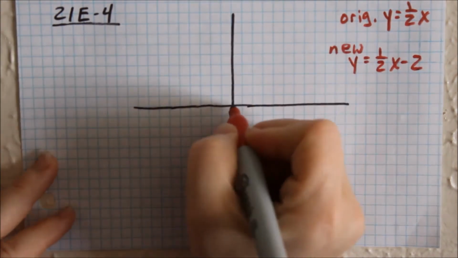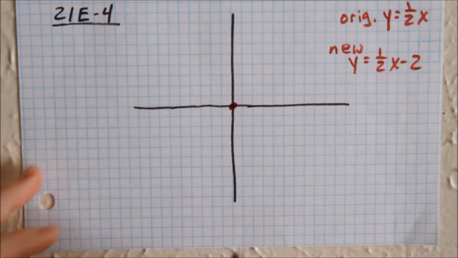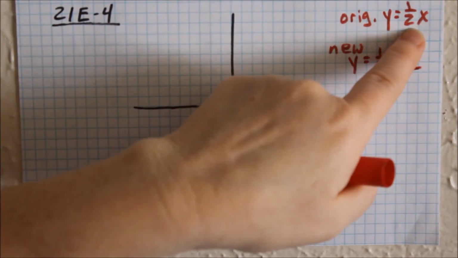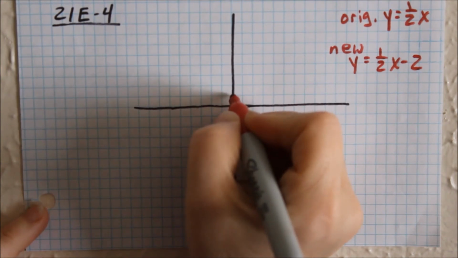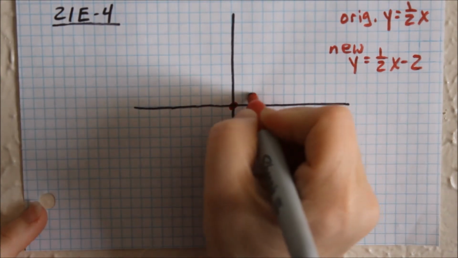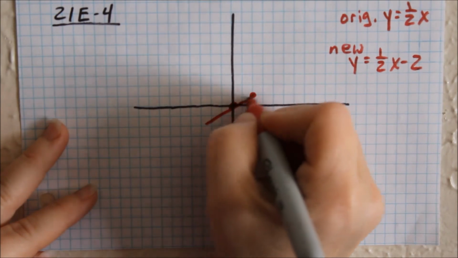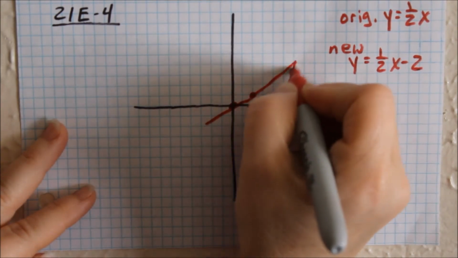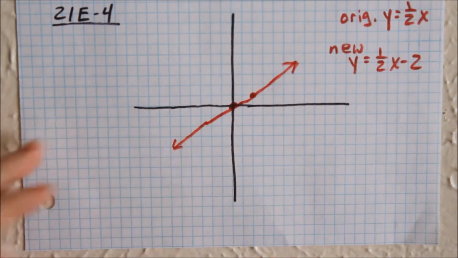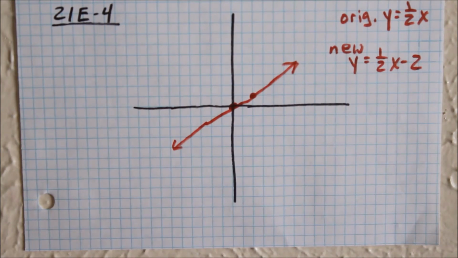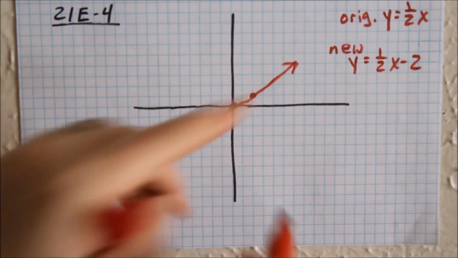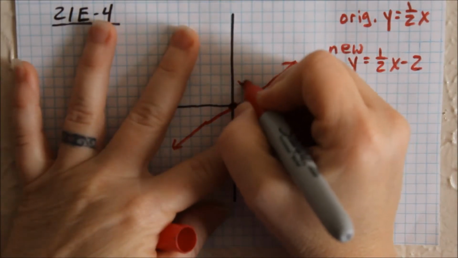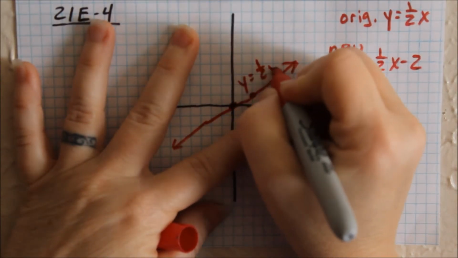So you graph your y-intercept first. There's a point there. So then I can count my slope. My slope is 1/2. So from my y-intercept, go up 1, over to the right 2. This is my original line. It would probably be a good idea if you guys labeled the lines. So if I could label this, I could label it right on my line as y equals 1/2 x.